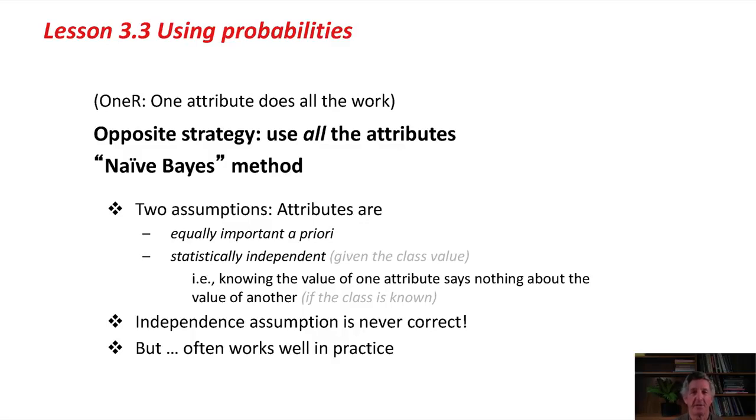So there are two assumptions that underlie naive Bayes: that the attributes are equally important and that they're statistically independent. That is, knowing the value of one of the attributes doesn't tell you anything about the value of any of the other attributes. Now, this independence assumption is never actually correct, but the method based on it often works well in practice.